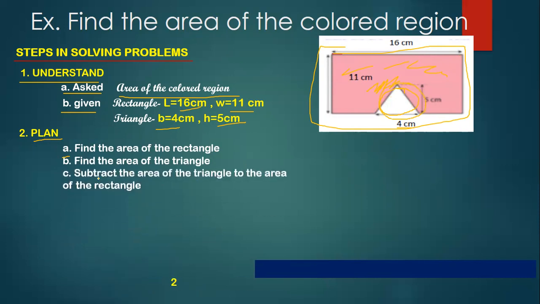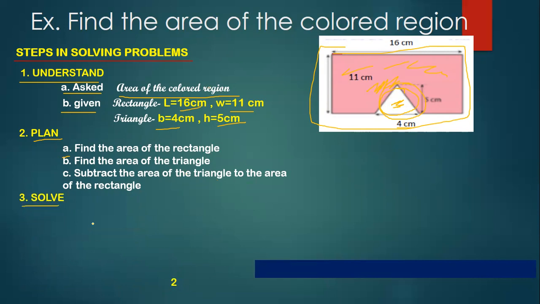And then pangatlo, you have to subtract the area of the triangle to the area of the rectangle. Okay? So ibabawas mo tong area ng triangle na to sa kabuuan ng area ng rectangle. Okay, yun ang plano natin para malaman natin kung anong area ng colored region. Okay. After planning, you have to solve na.